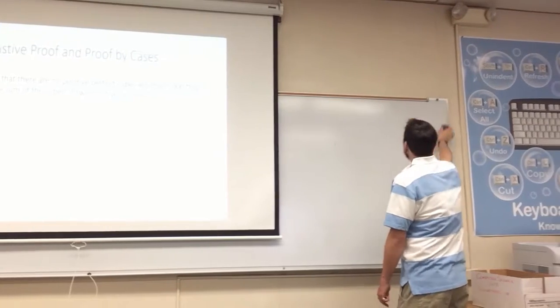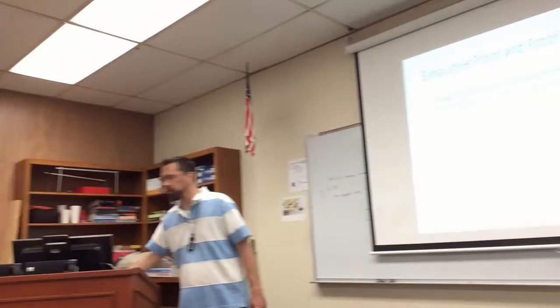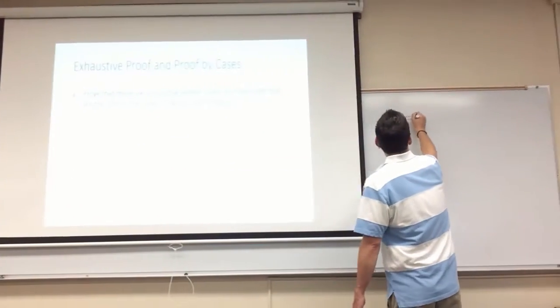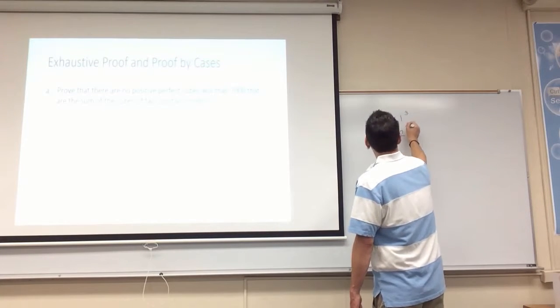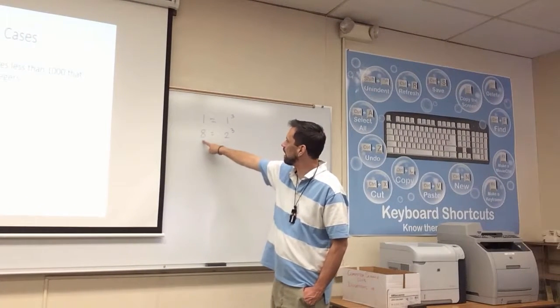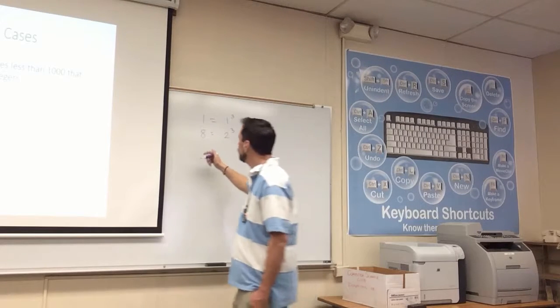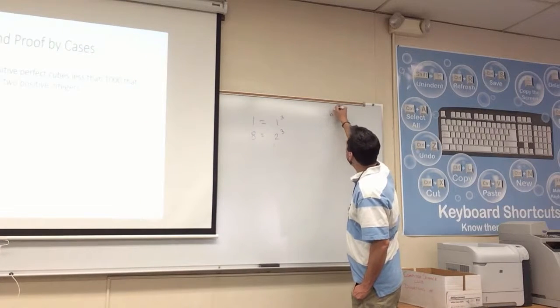Okay, so perfect cubes are numbers that can be written as the cube of another number. So the first one is 1, because that's 1 cubed. The next one is 8, because that's 2 cubed. And then you just keep going. So it's saying that as long as this number is less than 1,000, you will not be able to break it up into 2 smaller perfect cubes. So in other words, for the equation a cubed plus b cubed equals c cubed.